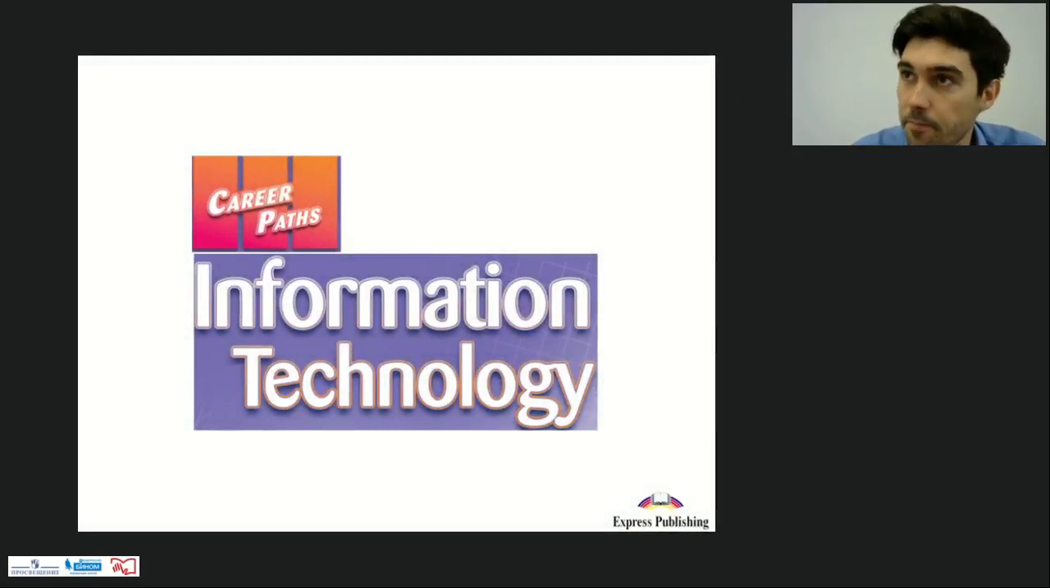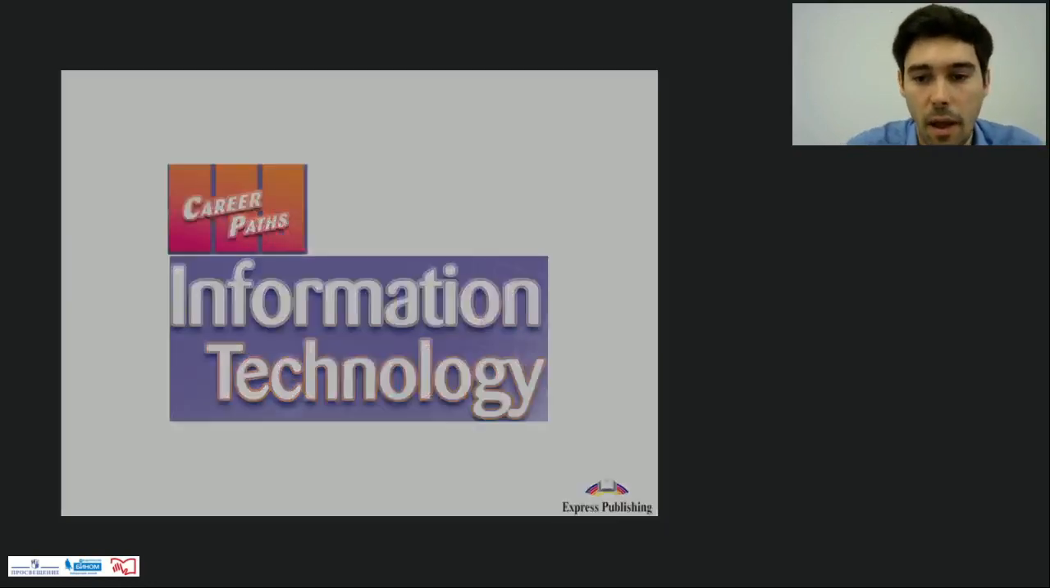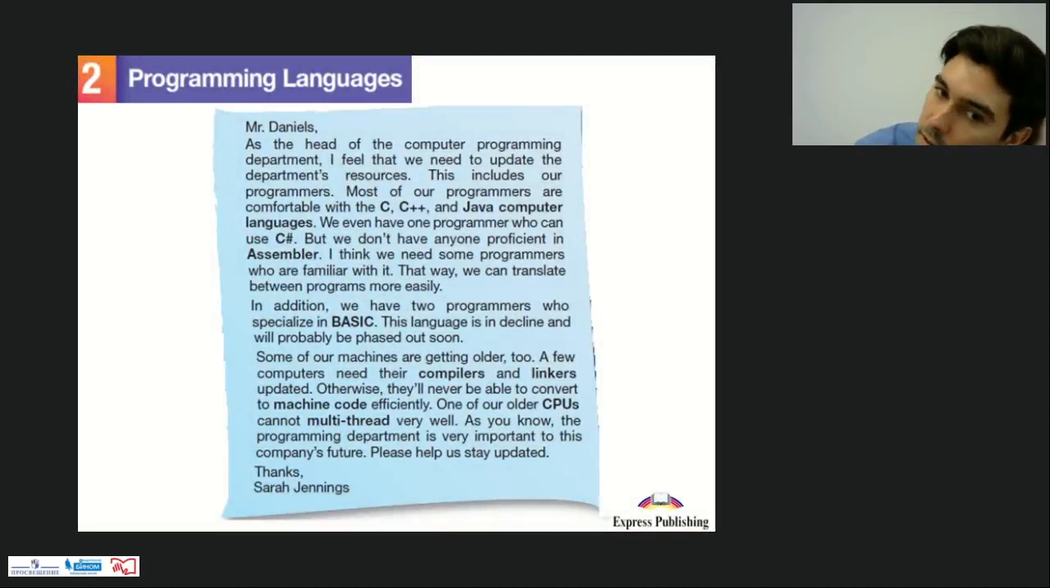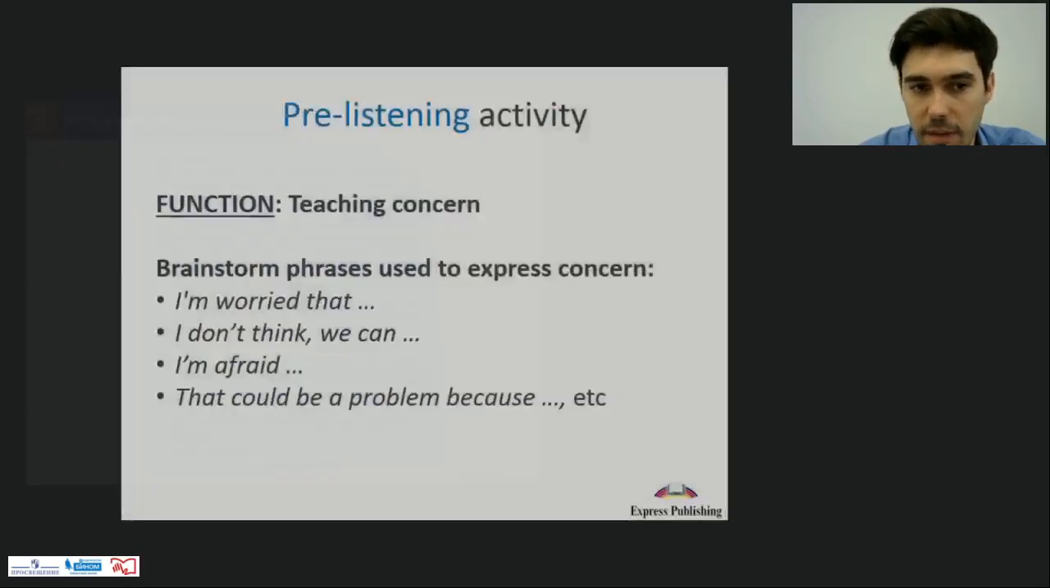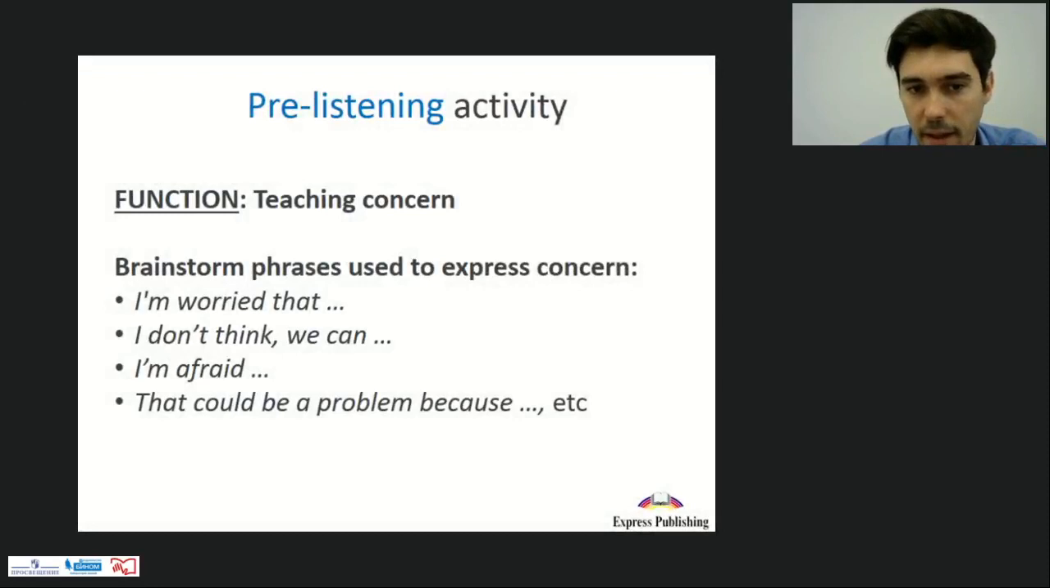I'm going to show you very quickly now a lesson on information technology and how we can develop these skills through information technology. Again, we focus on an authentic text. If we're thinking about IT, many IT ESP learners will be looking at emails. So we have an email here or a letter, and inside the letter we have topic-specific vocabulary. We also have different pre-listening activities, teaching concern, and brainstorming phrases used to express concern.